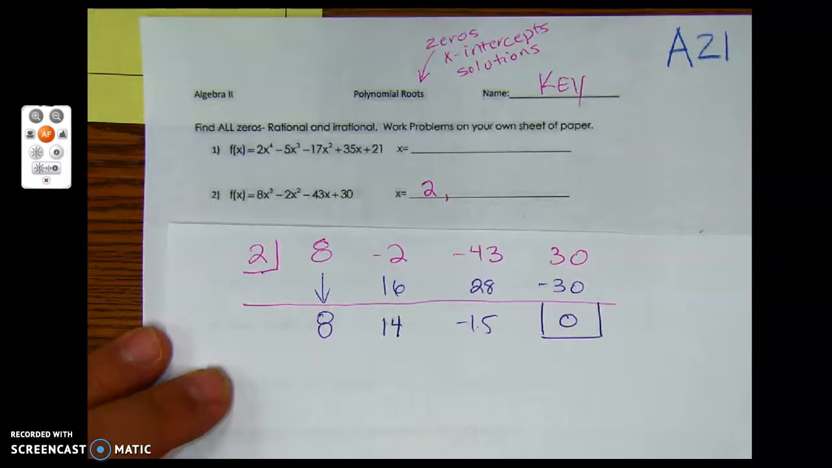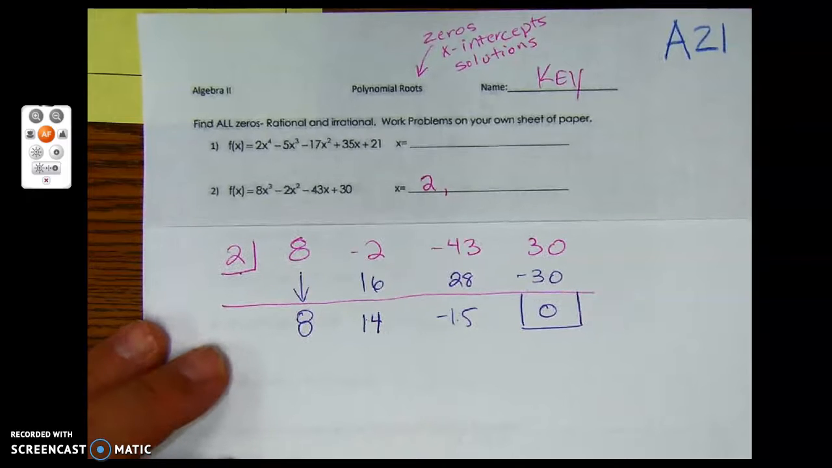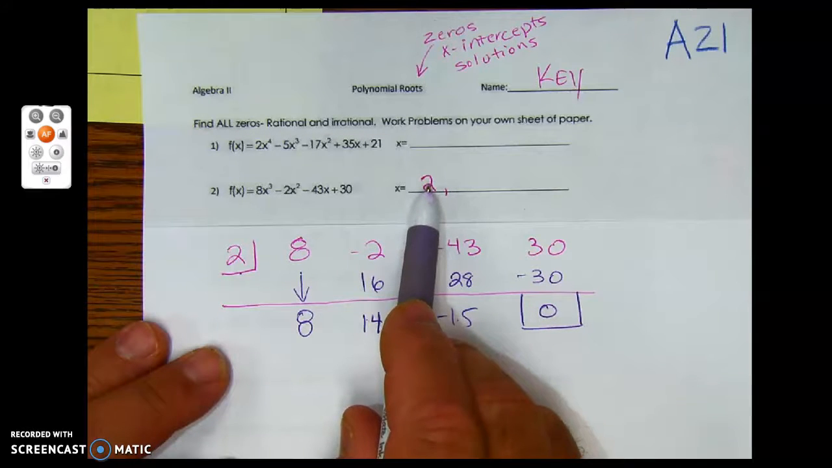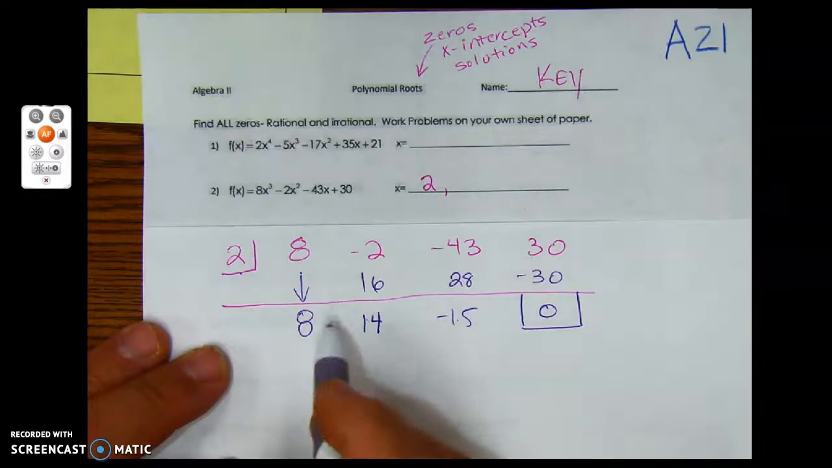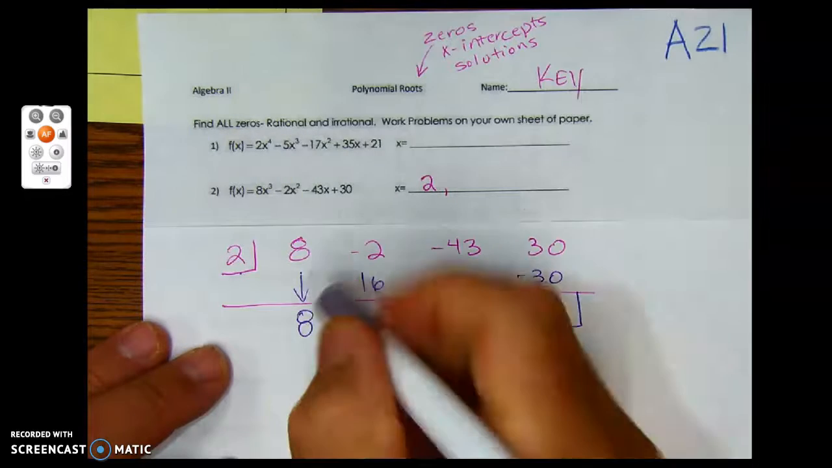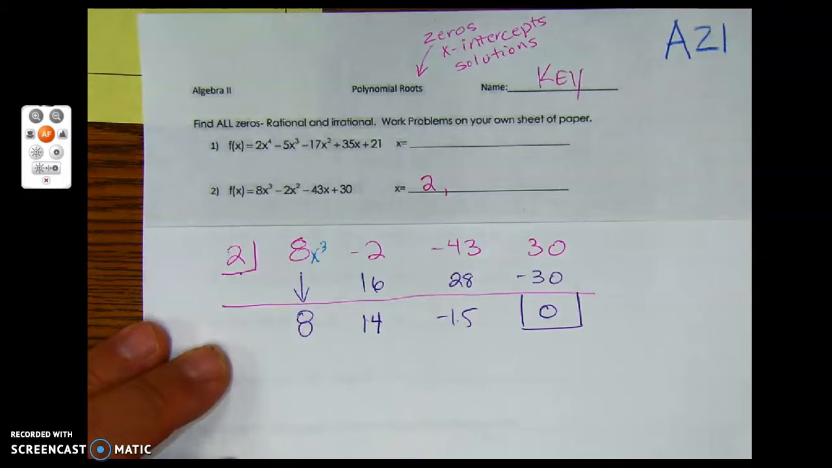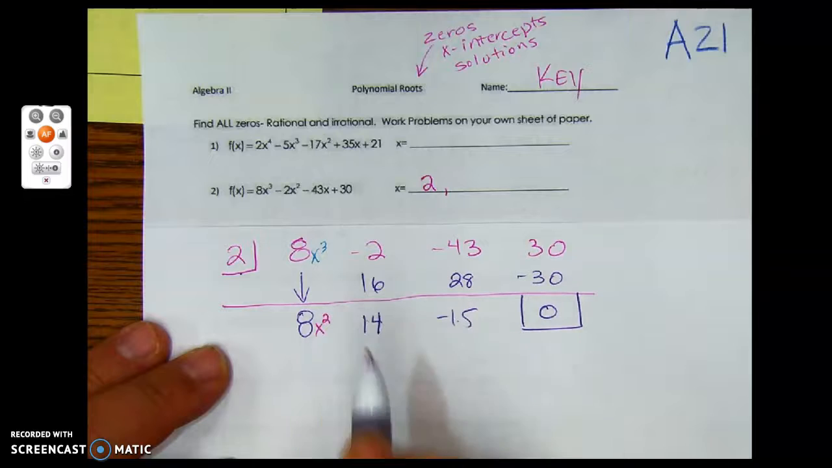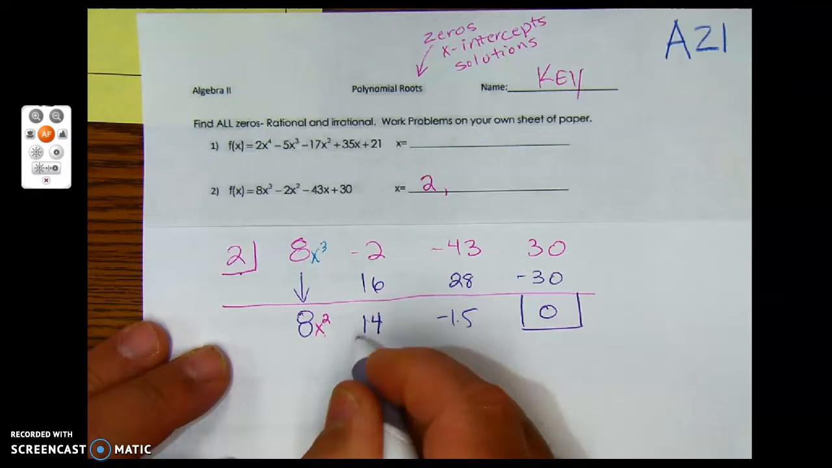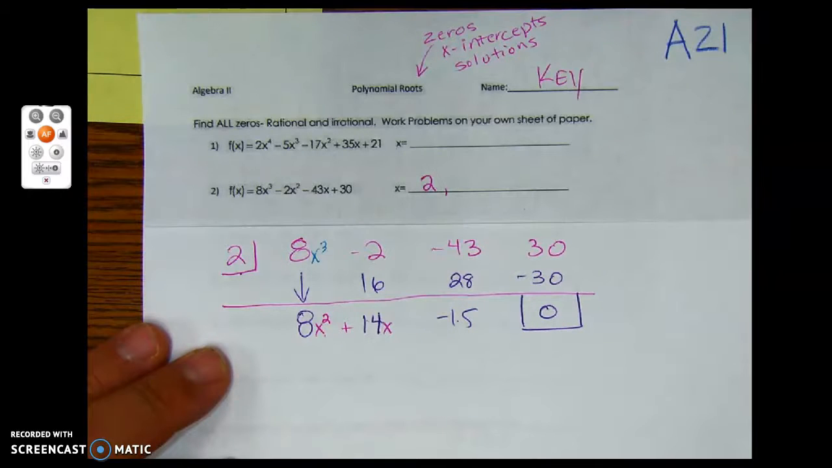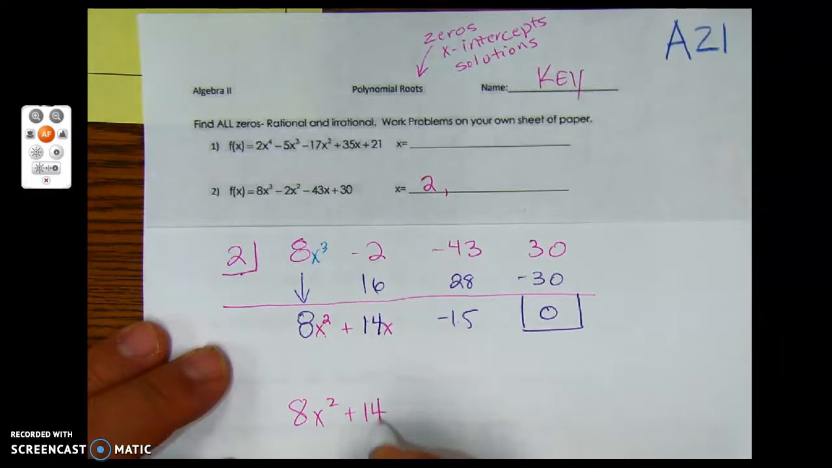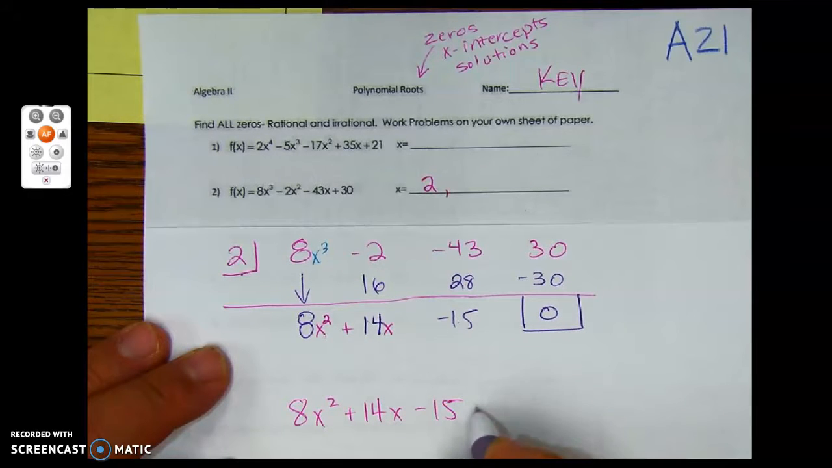If you don't get a remainder of 0, something went wrong, because if 2 is one of the solutions or one of the zeros, it will give you a remainder of 0. Okay? So now what is our new function? Remember, this started out with 8x to the 3rd. Well, that means our new polynomial is going to start out with an x squared: 8x squared plus 14x minus 15. All right. So what do I do with 8x squared plus 14x minus 15 equals 0?